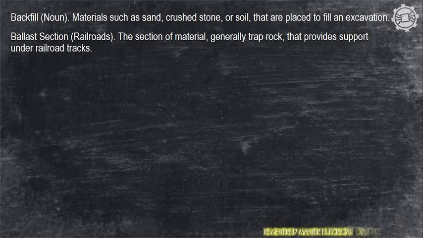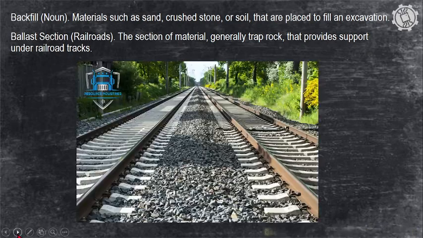Then ballast section. So, this is applicable for railroads. The section of material generally trap rock that provides support under railroad tracks. Yan. So, ito yung example ng ballast section. This is used, no, to provide support dito sa ating track. Yan, sa ating railroad track.